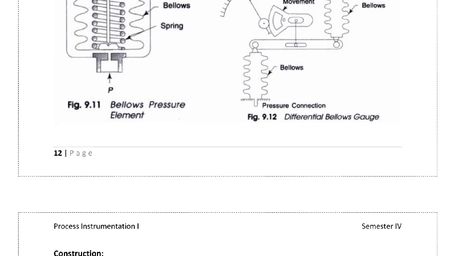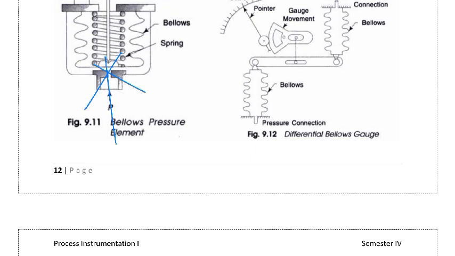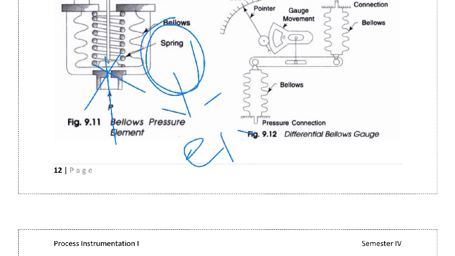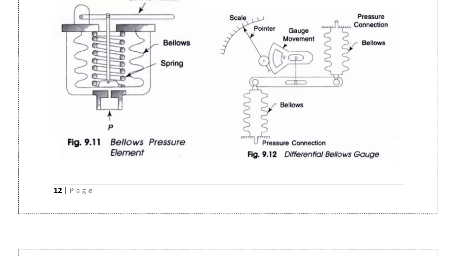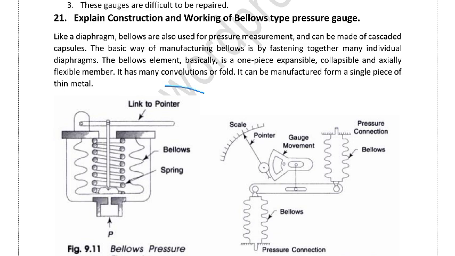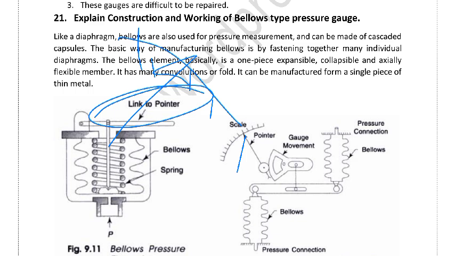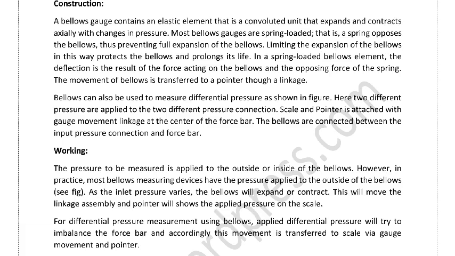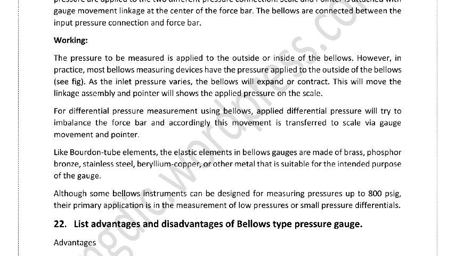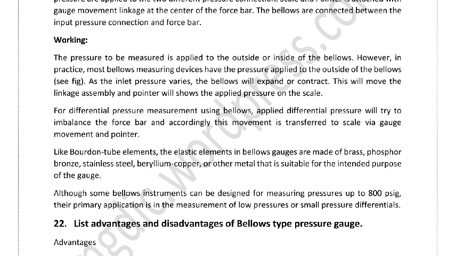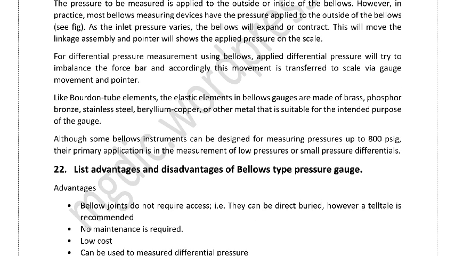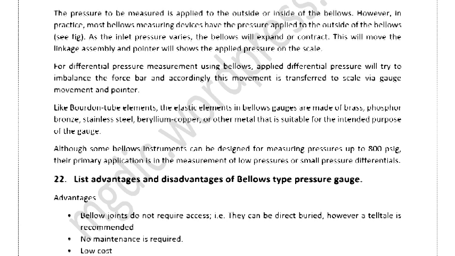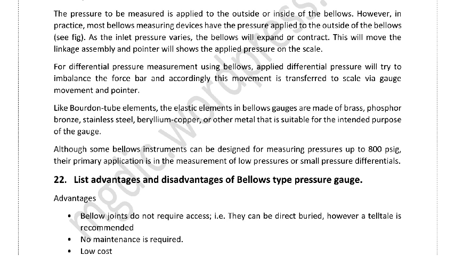That means if we are applying pressure here, then based on the applied pressure the bellows will contract or expand. Based on that contraction or expansion, the pointer link may change, and so its reading will change. For differential pressure measurement, the pointer and linkage assembly will show the applied pressure on the scale.